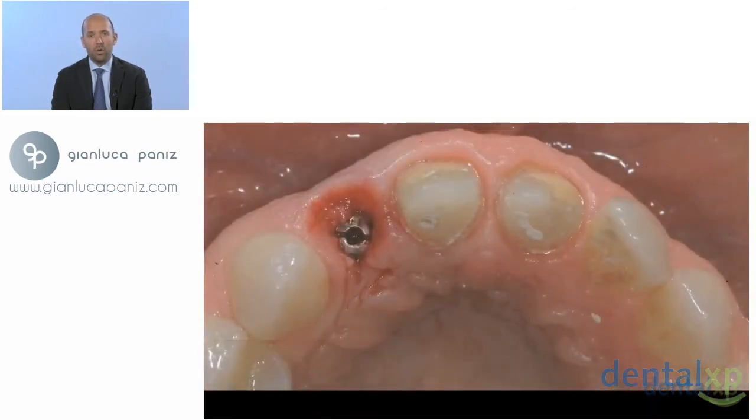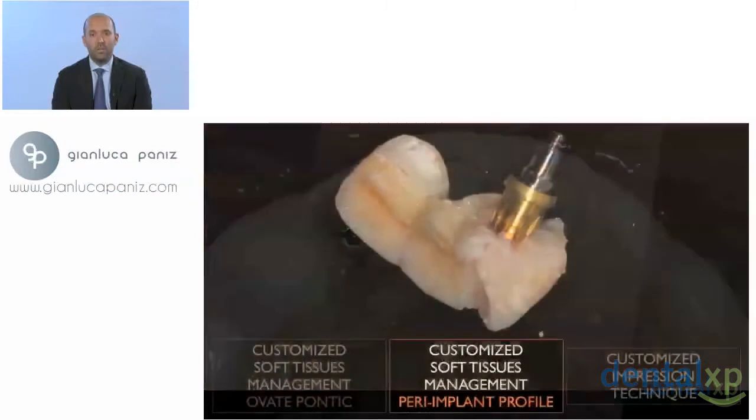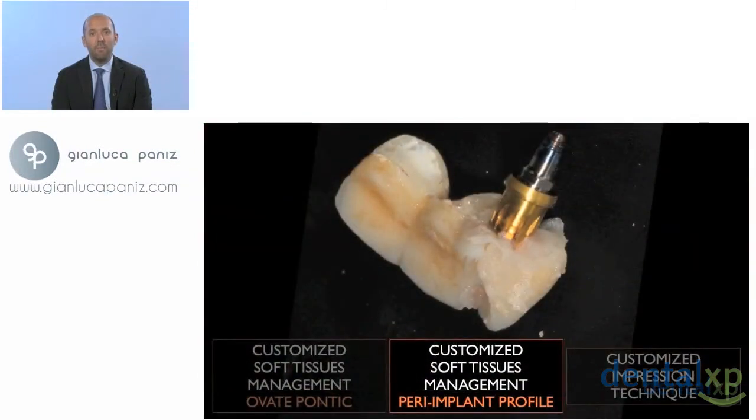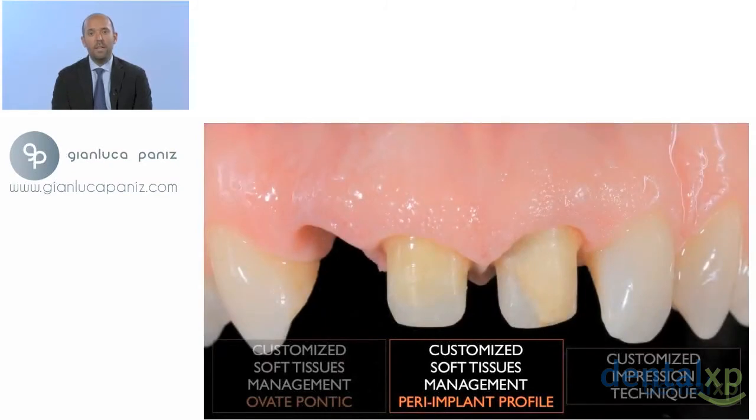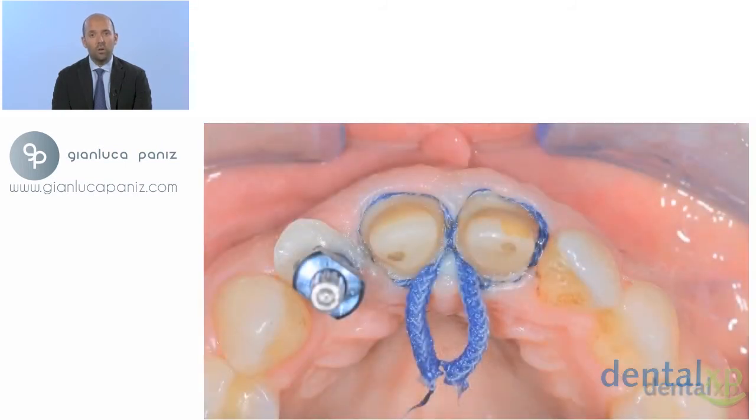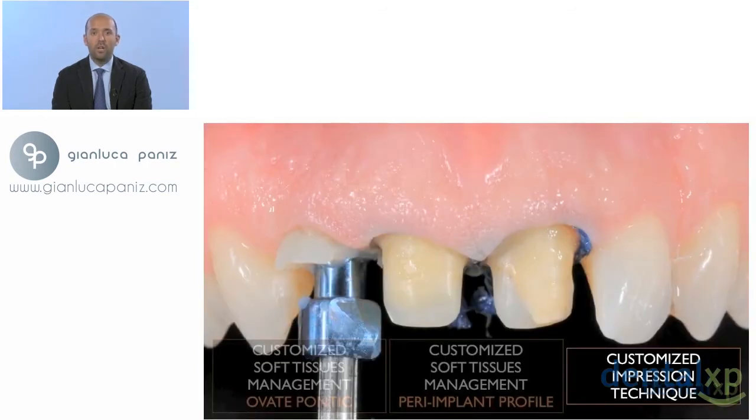The implant is connected to our existing provisional restoration, and a nice peri-implant profile starts managing the peri-implant soft tissue for about 2-3 months. We go ahead to the next step: one more time, a customized definitive impression with the single core technique on tooth number 8 and 9, and a customized impression coping, as you can see in this picture, on implant number 7.